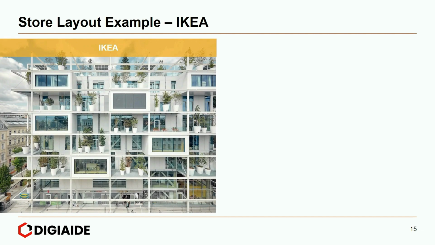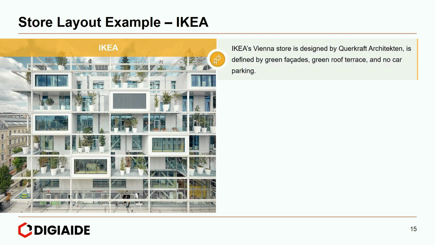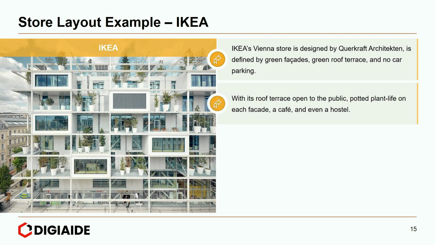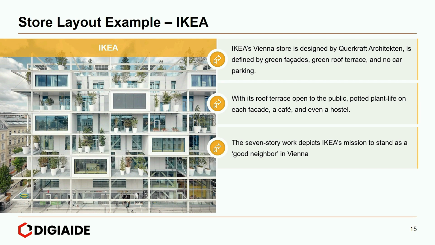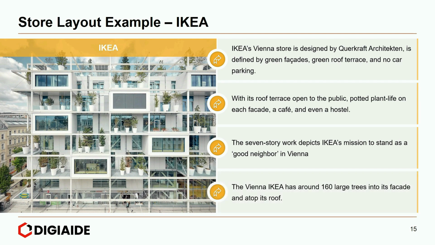The next example is IKEA's Vienna store, which is defined by green facades, a green roof terrace, and no car parking. With its roof terrace open to the public, potted plant life on each facade, a cafe, and even a hostel, the 7-story work depicts IKEA's mission to stand as a good neighbor in Vienna. The Vienna IKEA has around 160 large trees on its facade and atop its roof, accessed via a 45-meter long underwater tunnel.